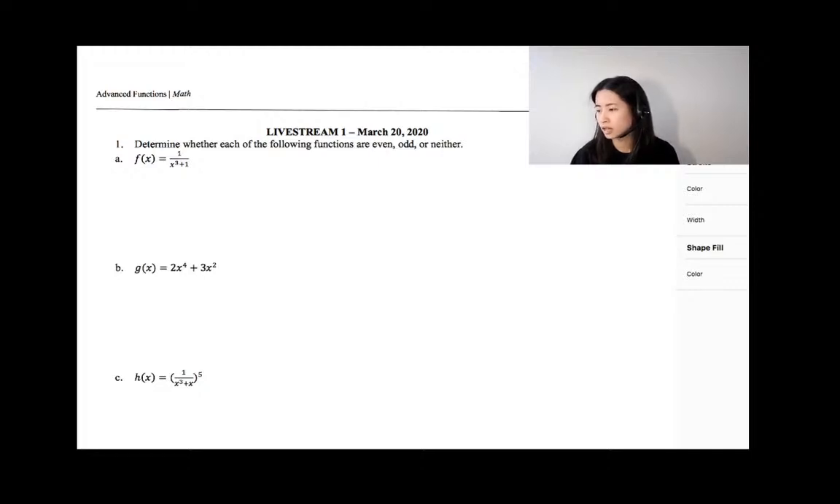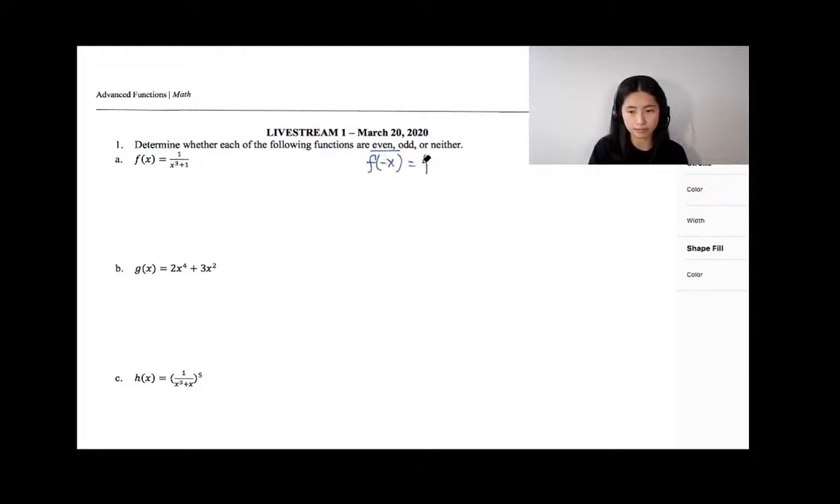Okay, so let's begin. So the first question we need to figure out whether the function is even, odd, or neither, right? So just as a recap, first of all, how do you know if a function is even versus odd, right? So if a function is even, that means algebraically, you're going to have to plug in f of negative x. So if it's even, if you plug in f of negative x, you need to have f of x. So that's when it's even.